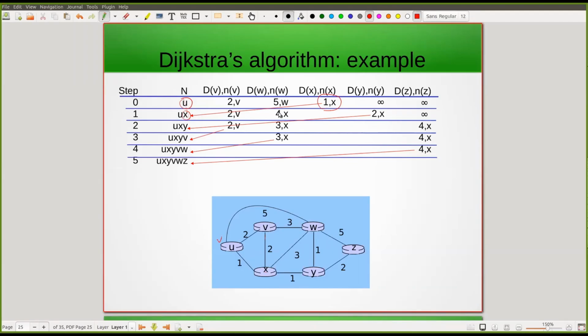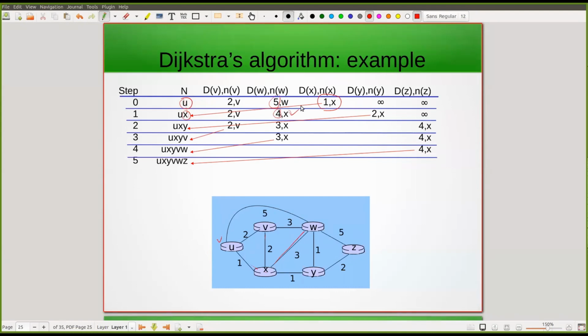Then going to W via X is 1 plus 3, which is 4. But previously I had 5. So now it is updating to 4 via X. So this is the new route it has calculated: W is 4 via X.